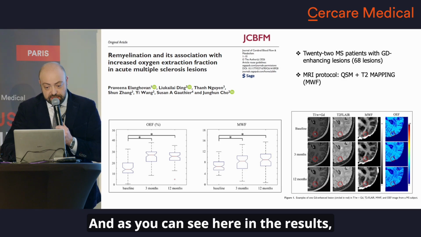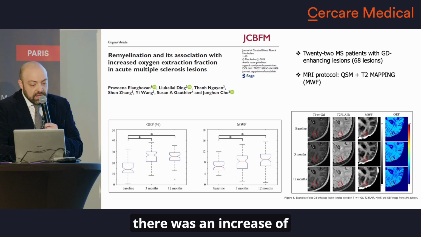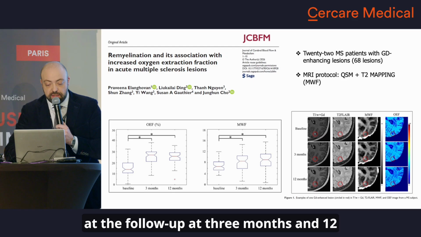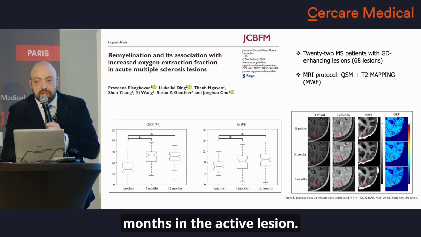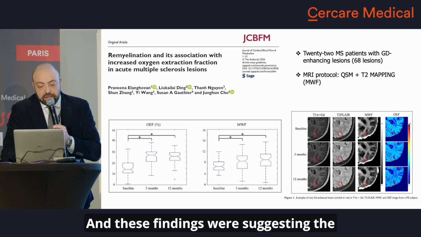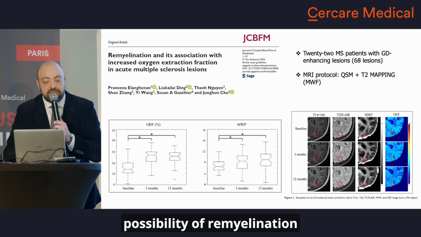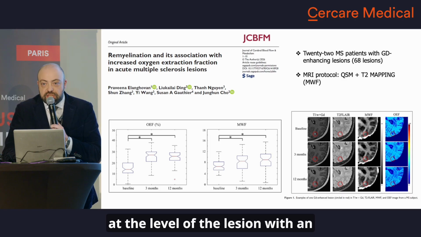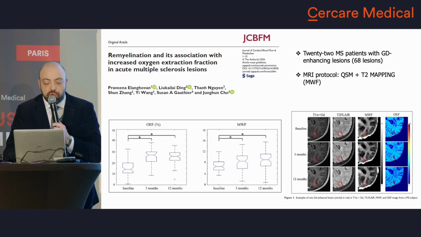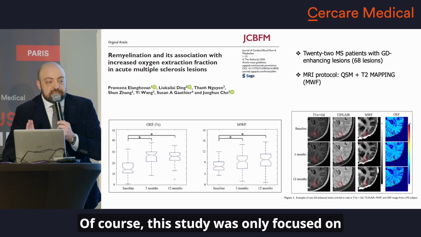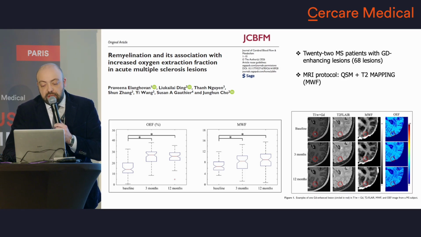And as you can see here in the results, there was an increase of the oxygen extraction fraction at the follow-up at 3 months and 12 months in the active lesion. These findings suggested the possibility of remyelination at the level of the lesion, an energy-demanding process, with an increase of the metabolic demand of the lesion. Of course, this study was only focused on gadolinium-enhancing lesions with a relatively short follow-up.